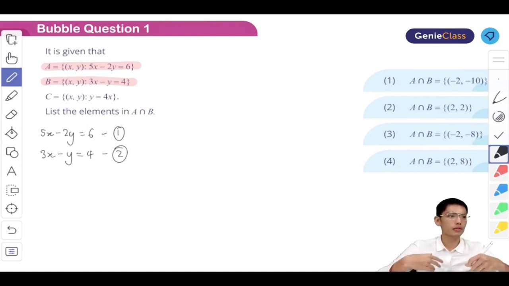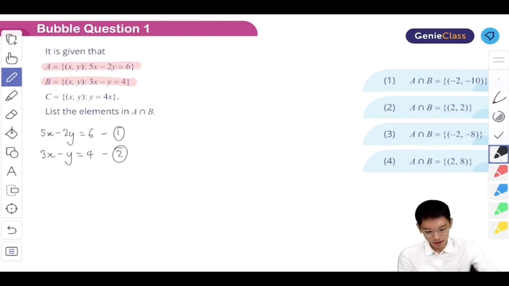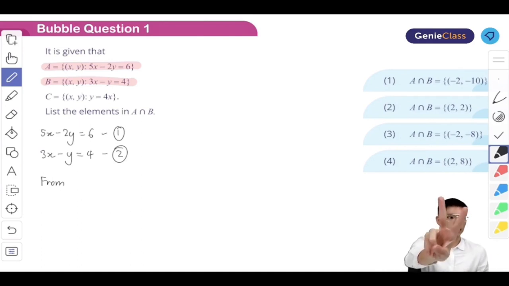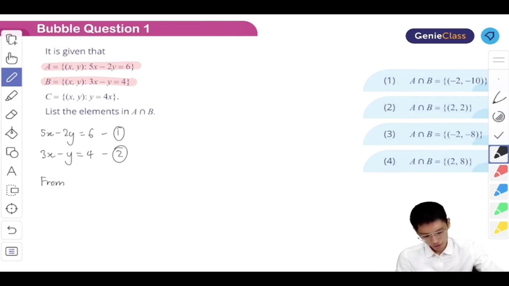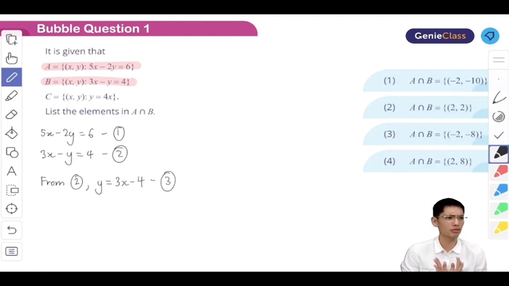Now, how I will solve this, in this case, you can manipulate one of the equations, which in this case, I will manipulate equation number 2. Why number 2? Because from 2, I am going to have y the subject straight away without involving fractions. And we know fractions are kind of troublesome. We don't want to involve that. So once I have manipulated equation 2, I should not use it anymore.